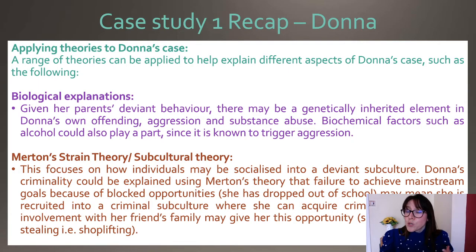Merton's strain theory, this could be the idea of the way that she's socialised into this deviant subculture, the people that she's associated with, her friend's family. Donna's criminality could be explained using Merton's strain theory, that failure to achieve mainstream goals, such as she's dropped out of school or rarely attends, may mean she is recruited into a criminal subculture where she can acquire criminal skills. Donna's involvement with her friend's family may give her this opportunity, so she's been caught stealing and things.